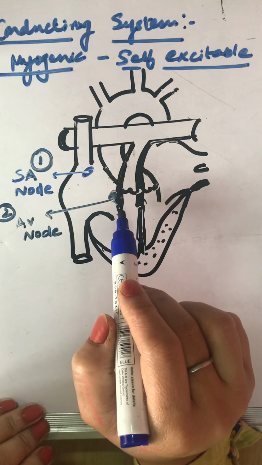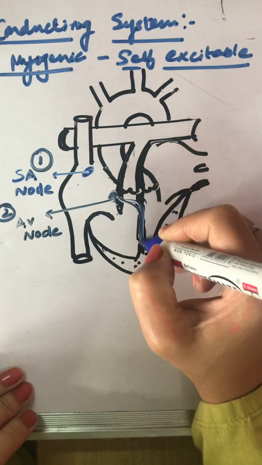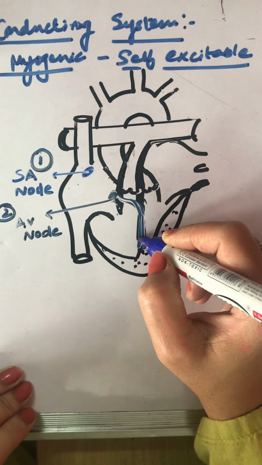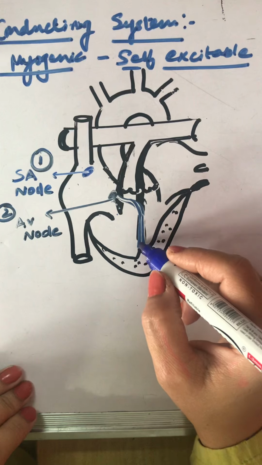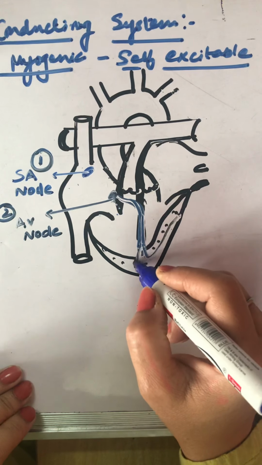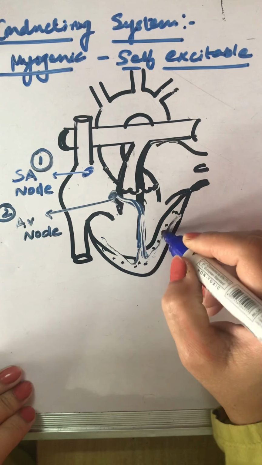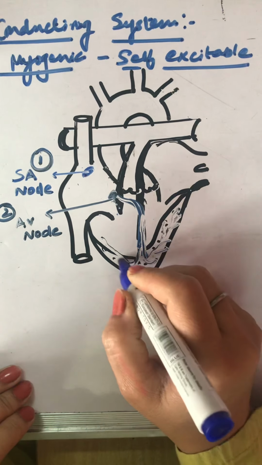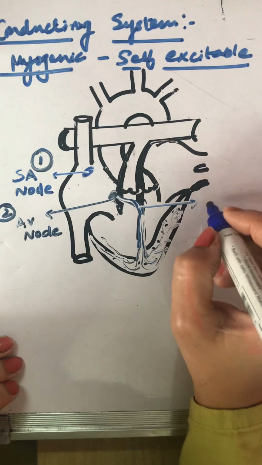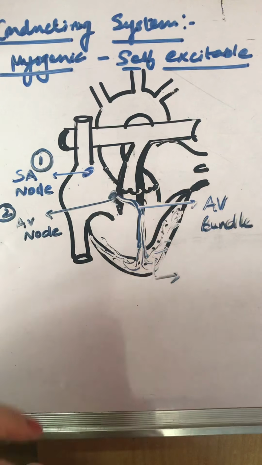From this node, the AV bundle, that is the bundle of His, continues. It continues in the septum. Which septum? The AV septum, and on the top of the interventricular septum, and branches into right and left ventricles immediately. This is how the flow goes. This is the AV bundle, and these are the bundle of His.